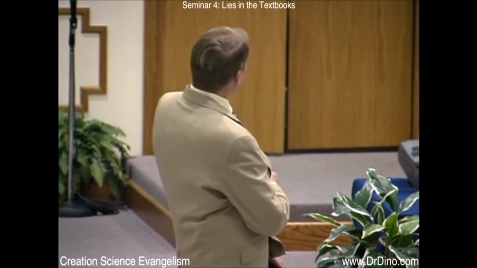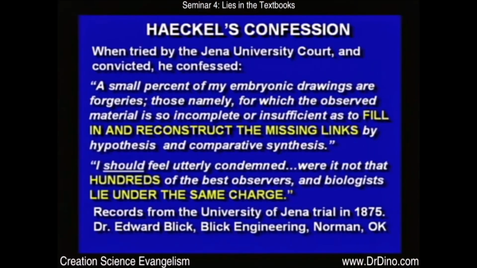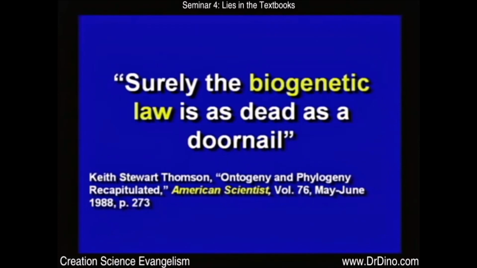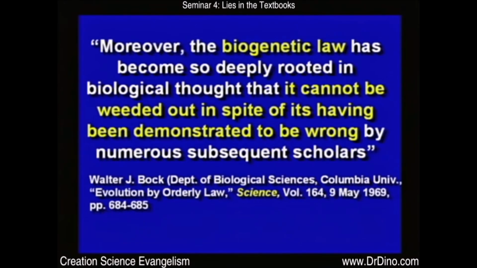Now, on top are Haeckel's fake drawings. Underneath are the actual photographs of these animals. He lied. His own university held a trial and convicted him of fraud. He said at the trial, "I should feel utterly condemned were it not that hundreds of the best observers and biologists lie under the same charge." This biogenetic law is as dead as a doornail. It's not true. But it can't be taken out of the textbooks for some reason. It's been proven wrong since 1875, and they still keep it in the books.